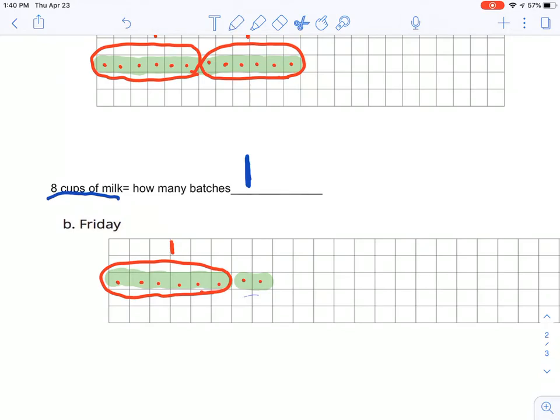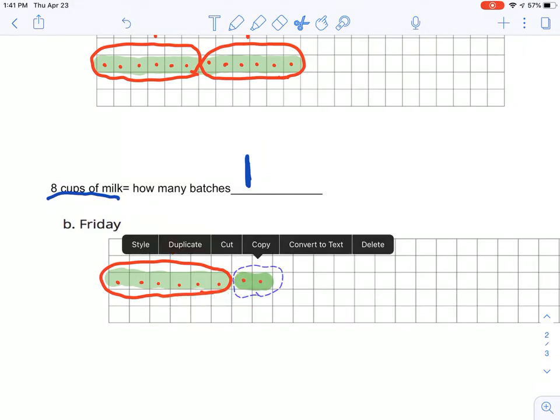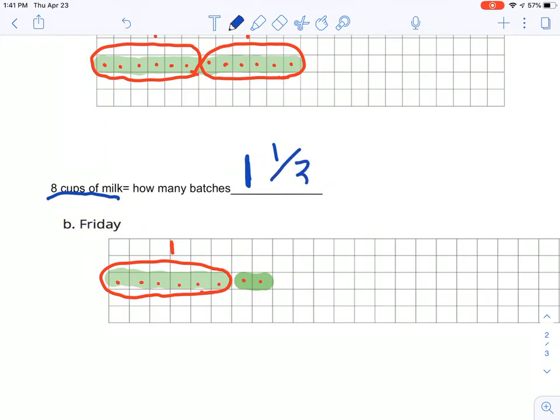Well, let's take our 2 last cups of milk, and we're going to go ahead and copy that and paste it, just so we have a little replica, and we can see that 1, 2, 3. So these 2 cups of milk, 2 is actually 1/3 of 6 because 2, 4, 6. 1/3. So looks like we have 1 full batch and 1/3 of a batch left. Okay. So that would be your answer. 8 cups of milk provides you with 1 1/3 batches of cookies.